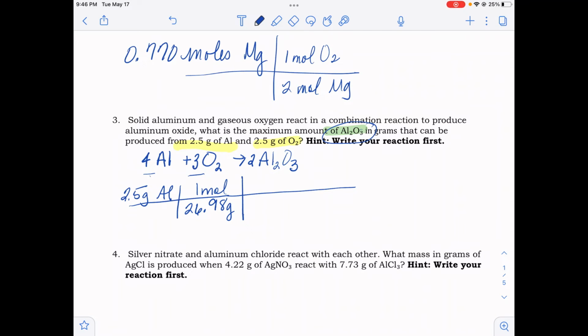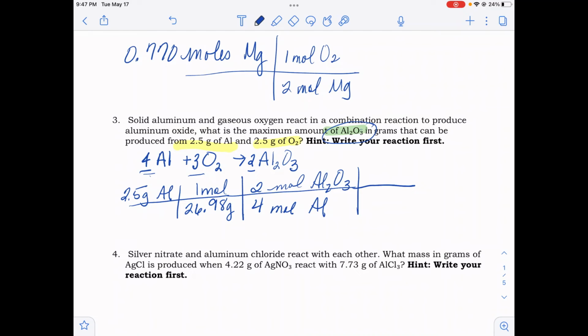Now we can do our mole ratio. We're solving for aluminum oxide, so our ratio will be 2 moles of aluminum oxide for every 4 moles of aluminum. Okay, we want the maximum amount, so we're going to solve in grams. So how do we change back to grams of aluminum oxide? And what is the molar mass of aluminum oxide?